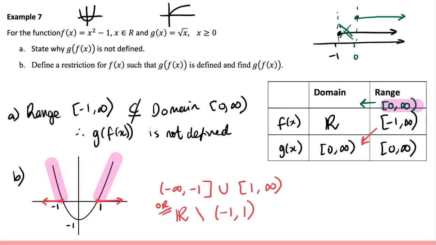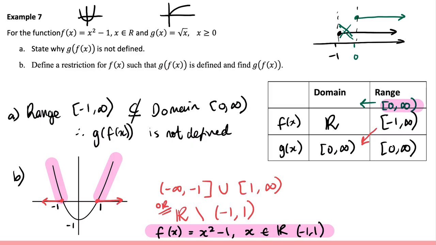So that would be defining the restriction for it. To write that out formally, we would write it as a proper rule: f of x equals x squared minus 1, where x is an element of every real value except for -1 to 1. So something like that, where we have the function and we have the domain written as well.